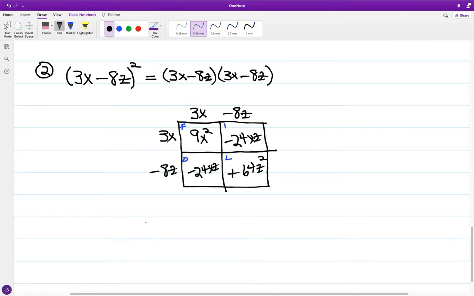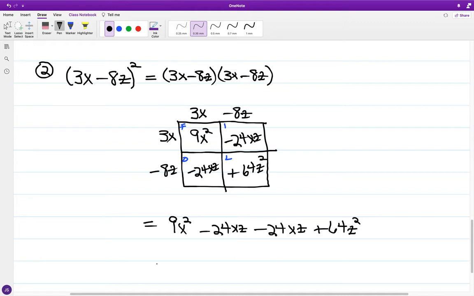And so just gathering the terms here, you have 9x squared minus 24xz, and another negative 24xz, and we have plus 64z squared. And for the result, we have 9x squared. And we have like terms in the middle. In fact, they are identical to each other. And combining, we have a negative 48xz, plus 64z squared.